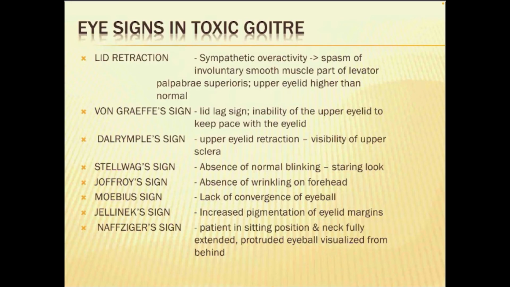Next, Dalrymple's sign is upper eyelid retraction, that is, visibility of the upper sclera. That is, the upper margin of the cornea and sclera is also visible. That is called Dalrymple's sign. Of course, all the signs are interrelated and quite similar to each other. And in Stellwag's sign, there will be a staring look in this patient. Stellwag's sign means the patient will have a starry look.